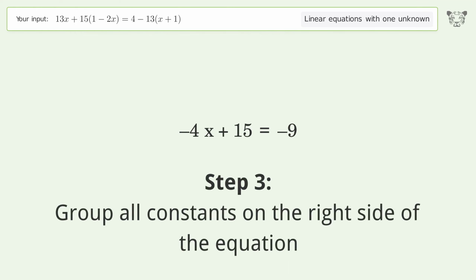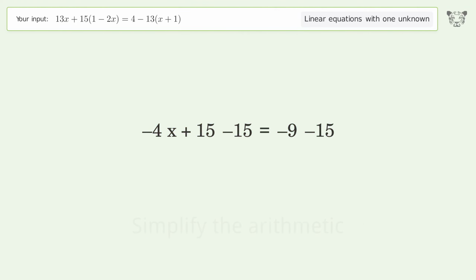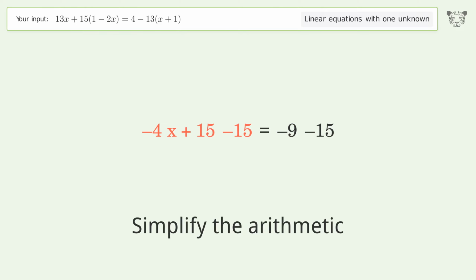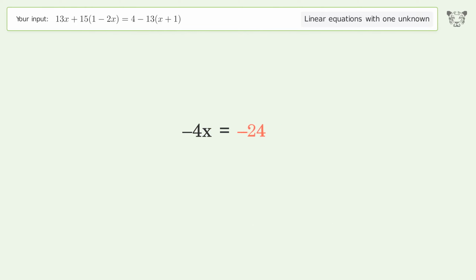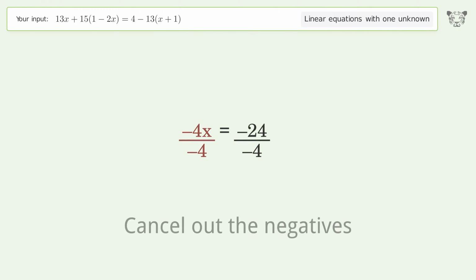Group all constants on the right side of the equation. Subtract 15 from both sides. Simplify the arithmetic. Isolate the x. Divide both sides by -4. Cancel out the negatives.